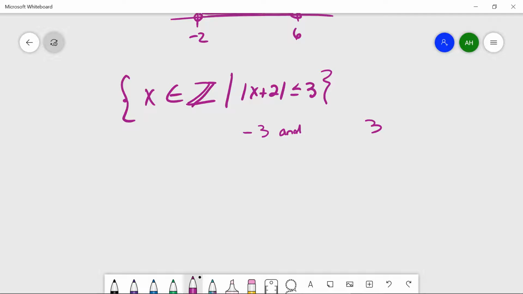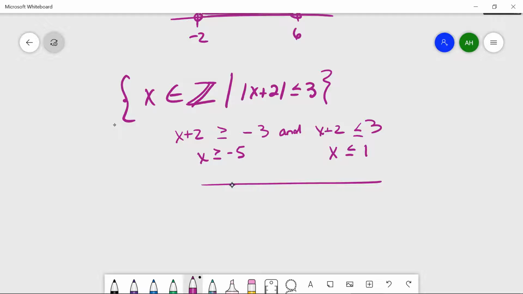Remember that it's going to be greater than or equal to the negative, and less than or equal to the positive. So x plus 2 greater than or equal to -3, and x plus 2 less than or equal to +3. So here, x greater than or equal to -5, and over here, x less than or equal to 1. Here's my -5, and over here is going to be my 1. We're going to have the "and" here.